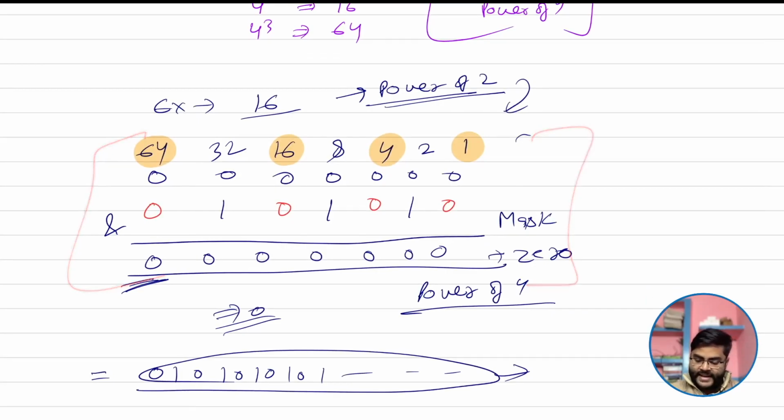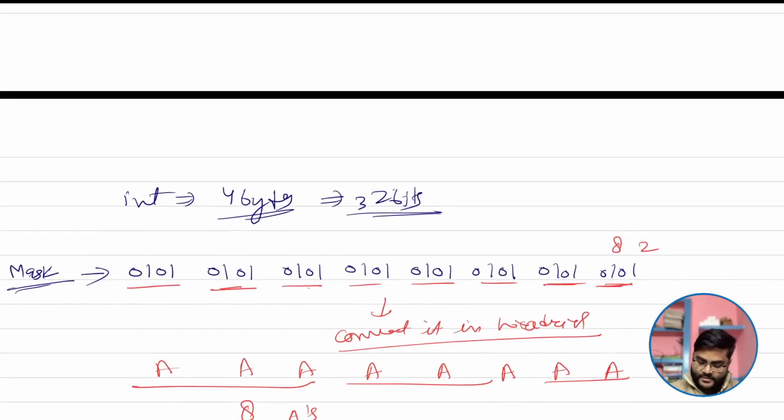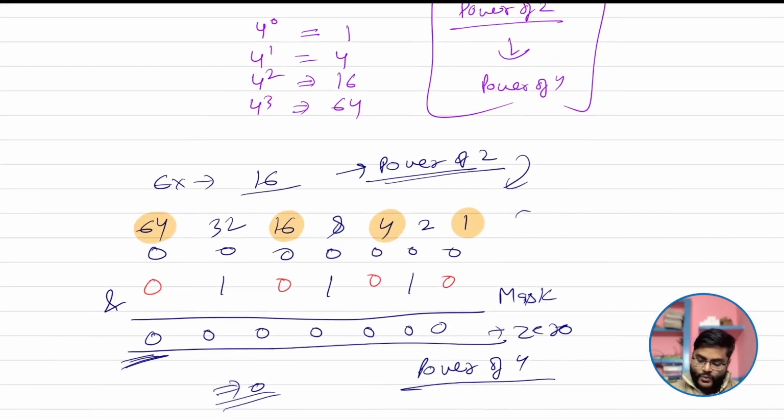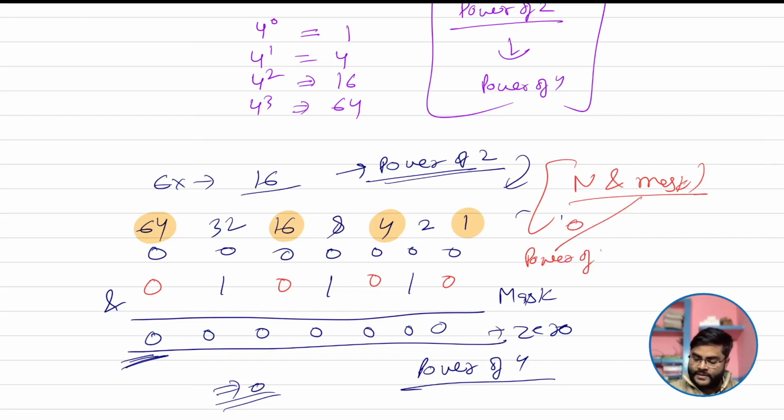Okay, so I will create a mask. I have created the mask like this. So if I do number AND your mask, if it is 0, that means it is a power of 4. If it is non-zero, that means it is not a power of 4. So if I do AND of my number with the mask, if it is 0, it will be a power of 4. If it is non-zero, it is not a power of 4.